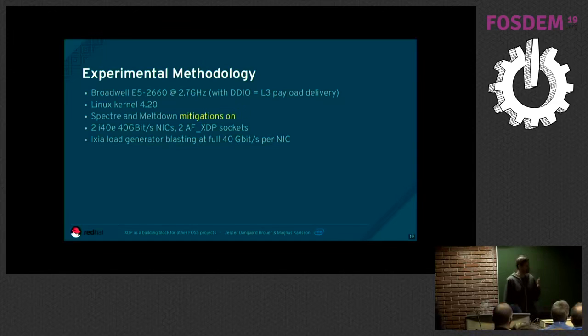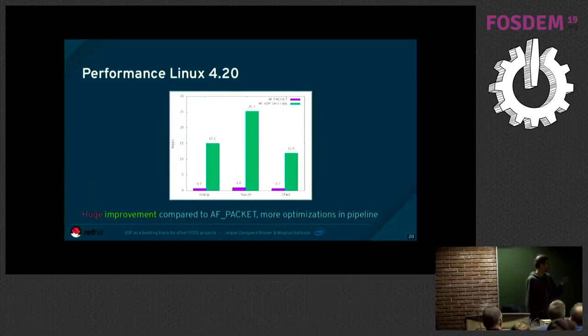We use two Intel i40e 40 gig NICs, because we actually need two to show you the numbers, which is good. And we're going to use two AF-XDP sockets per NIC. So it's going to be four queues that we want to use in these benchmarks. And we're going to have an XL load generator, like a commercial load generator, just blasting at these NICs at 40 gigabits per second per NIC. So just full blast.